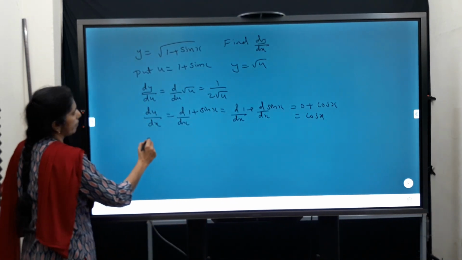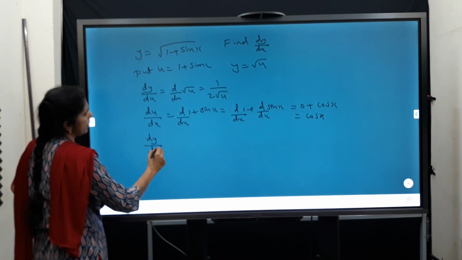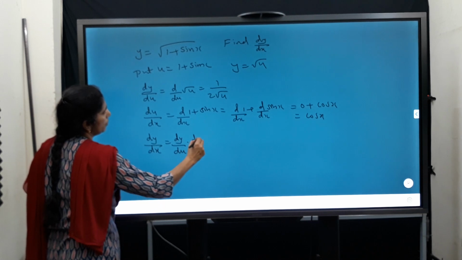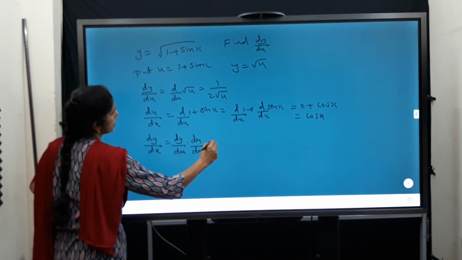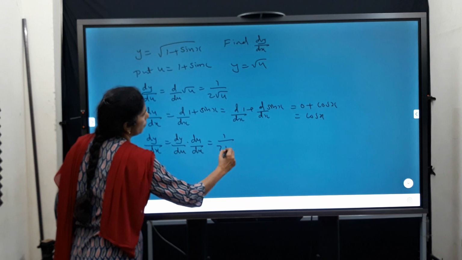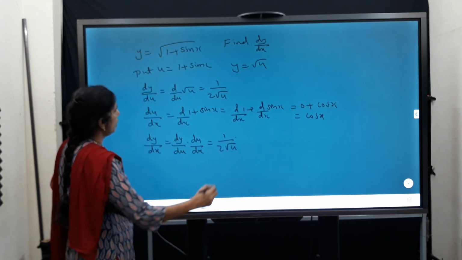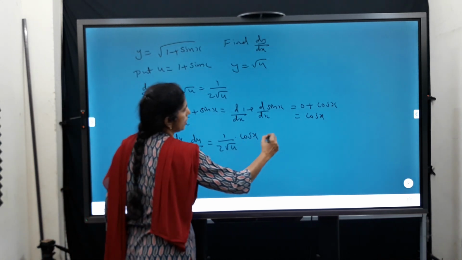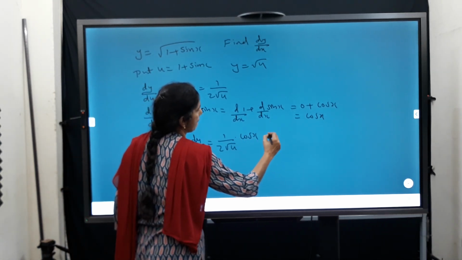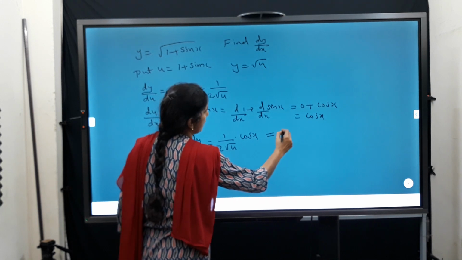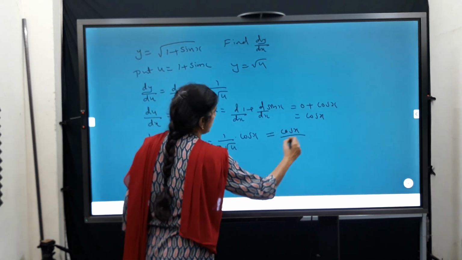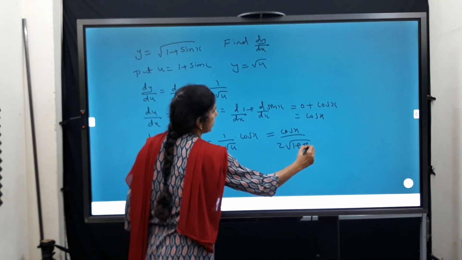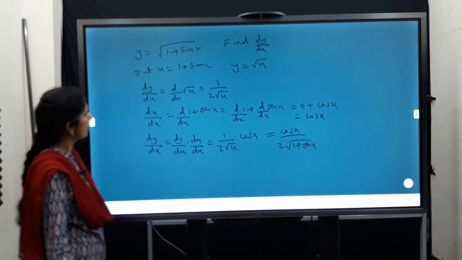So we have dy by dx equal to dy by du into du by dx, that is equal to 1 upon 2 root u into our du by dx, which is cos x. So it is equal to cos x upon 2 root of u, where u is 1 plus sin x.